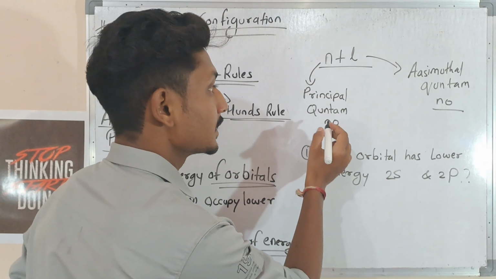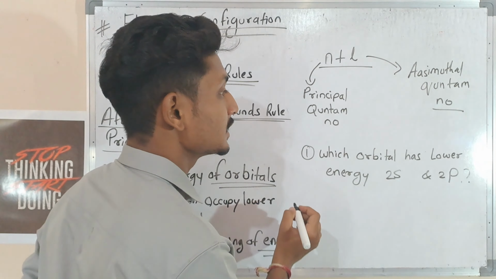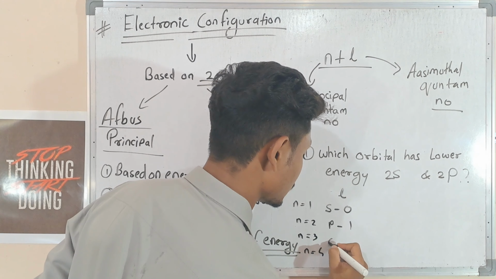See, n is the principal quantum number, meaning n is equal to 1, 2, 3, 4. And azimuthal quantum number means l. S has 0, P has 1.